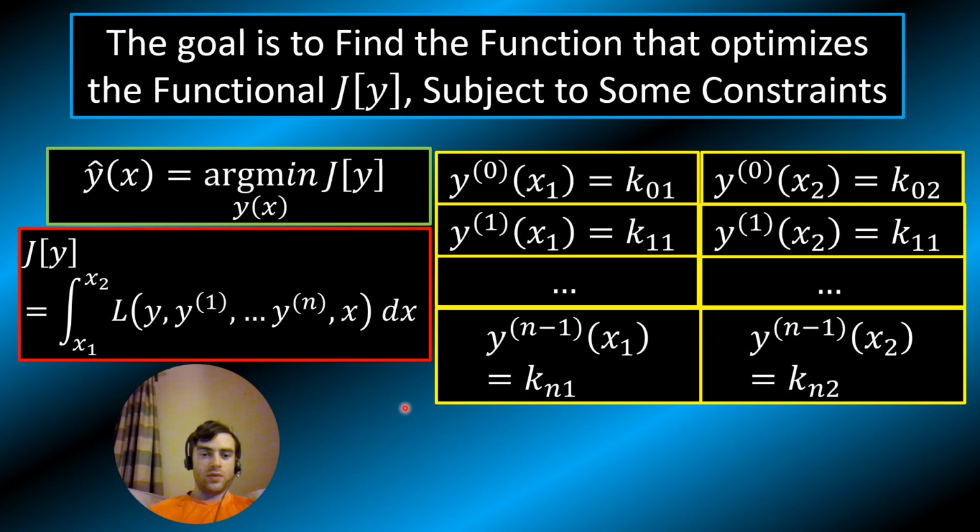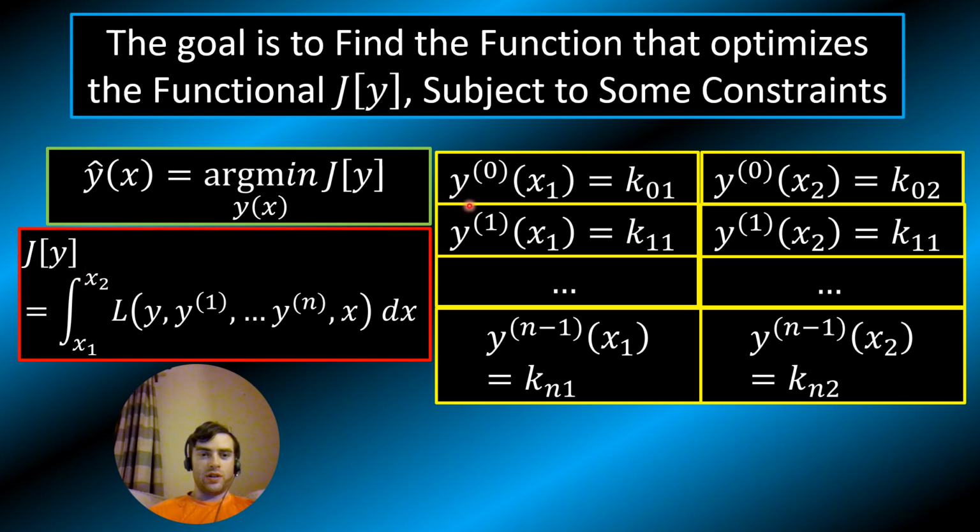So we're going to be optimizing J of y, given in this red box, in which we have y, the first derivative of y with respect to x, all the way to the nth derivative of y with respect to x, and x, dx, from constant x1 to constant x2.